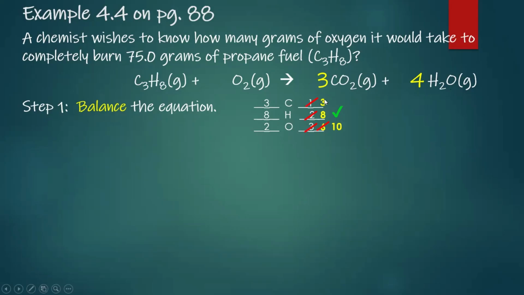So our carbons are balanced, our hydrogens are balanced. Let's balance the oxygens now. So here is oxygen, and we need a total of 10. So let's put a 5 here, and that balances all of our equation. So there's 1 mole of propane to 5 moles of oxygen gas, which yields 3 moles of carbon dioxide and 4 moles of water vapor.